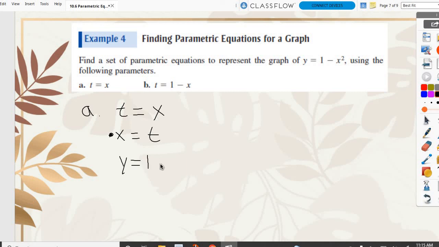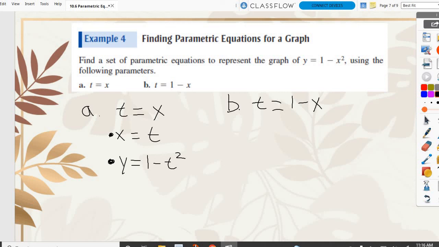So this is part A. If I use t equals x, those are the equations that I would get. And then for part B, if I instead use t equals 1 minus x, technically you can use any parameter equation that you want for t, if it doesn't give you a specific relationship. Sometimes you'll have a specific relationship between time and your x and your y, but if you don't, you can create an infinite number of parametric equations based on t values.